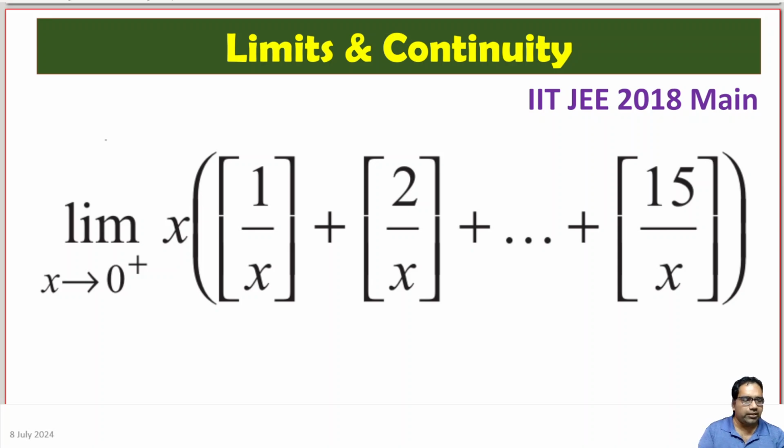We have a nice problem here. We are given the limit as x tends to 0 plus of x times the greatest integer function of 1 by x, plus again the greatest integer function of 2 by x, plus 3 by x, up to 15 by x.